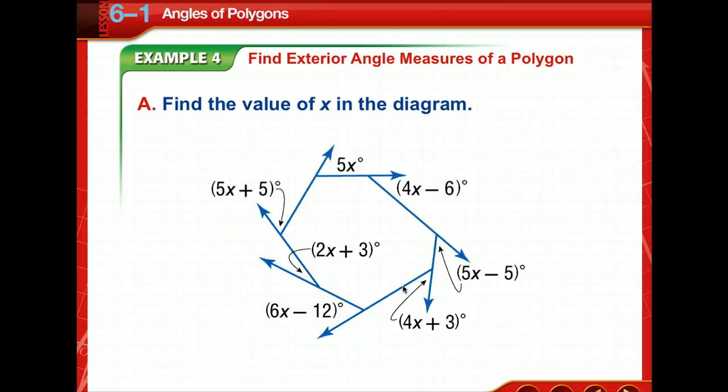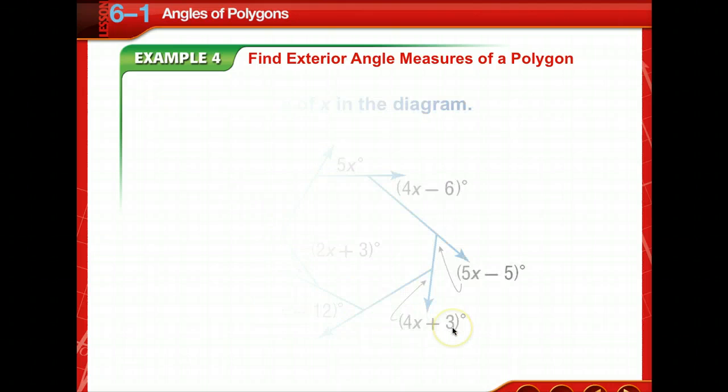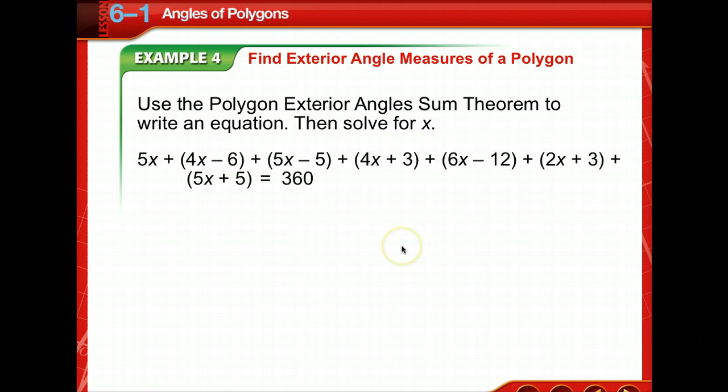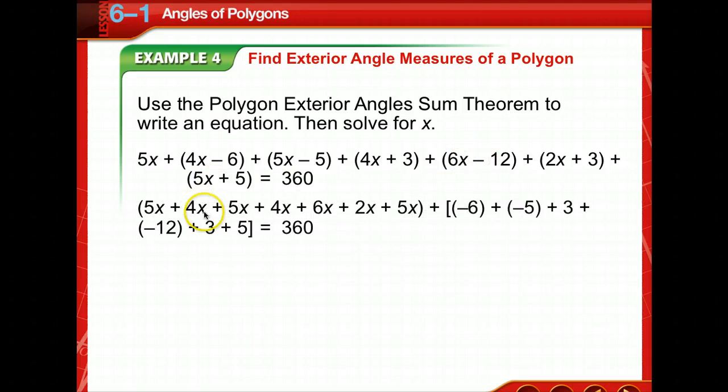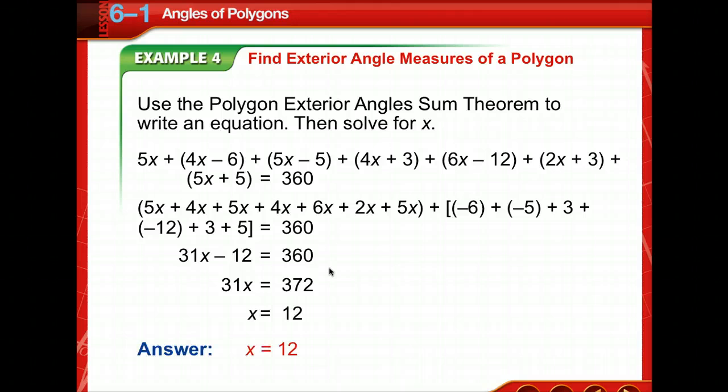So find the value of x in the diagram. Okay, so we know that all of them added together is 360. So all we have to do is add them all together. We're going to combine our like terms. 31x minus 12 equals 360. Add 12 to both sides, divide both sides by 31. So the answer is 12.